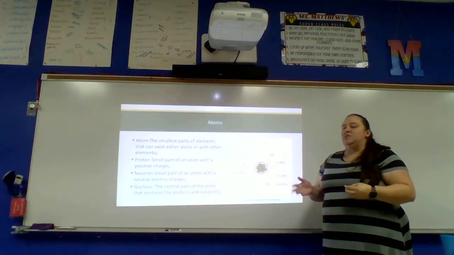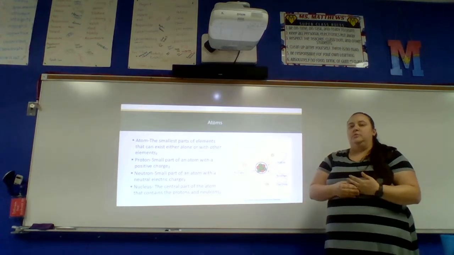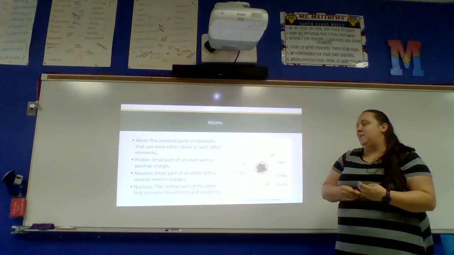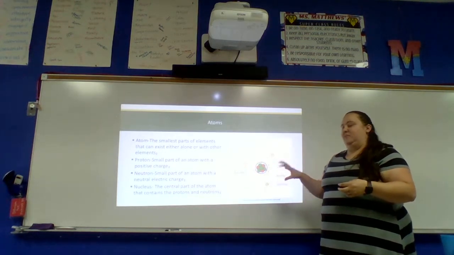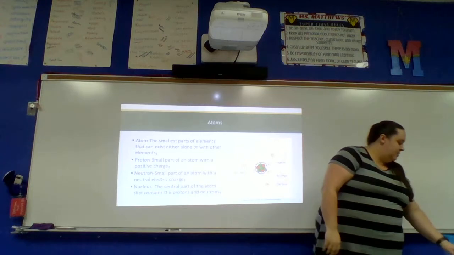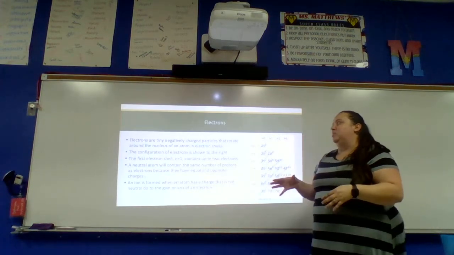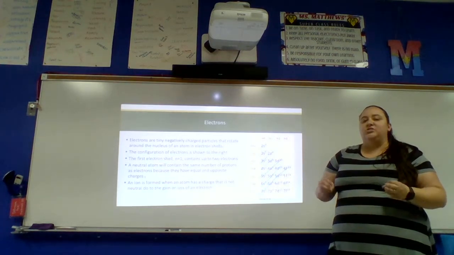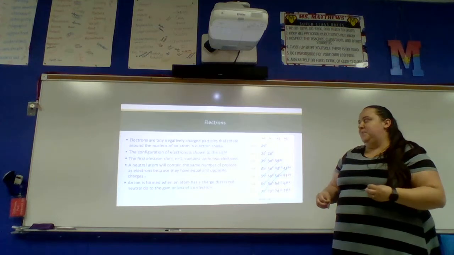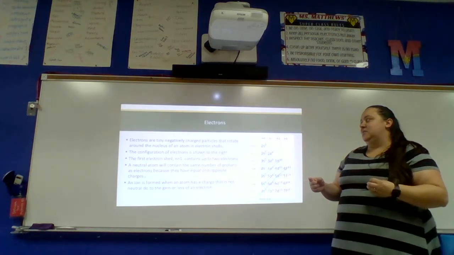The second is a neutron. It has a neutral charge and it is also contained in the nucleus of the atom. And the nucleus is just the center portion of the atom. The third subatomic particle is the electron. It is a tiny negatively charged subatomic particle, and it rotates around the exterior of the nucleus.